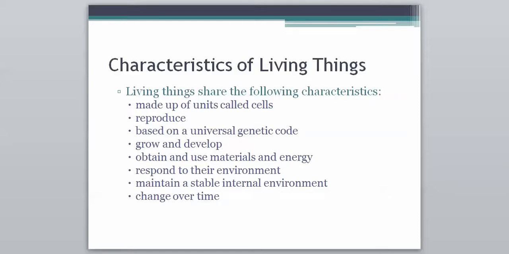So here is the list of characteristics that we have. First, you're made up of units called cells. You must be able to reproduce. You must be based on a universal genetic code. You must be able to grow and develop, obtain and use materials and energy, respond to your environment, and maintain a stable internal environment. You must change over time. So we're going to take a look at each one of those a little more closely.